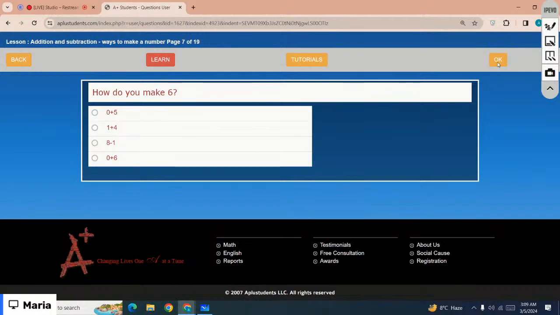How do you make 6? Which is the correct option? Yes, the correct option is the one that makes 6. Option number 4 is the correct option, right?